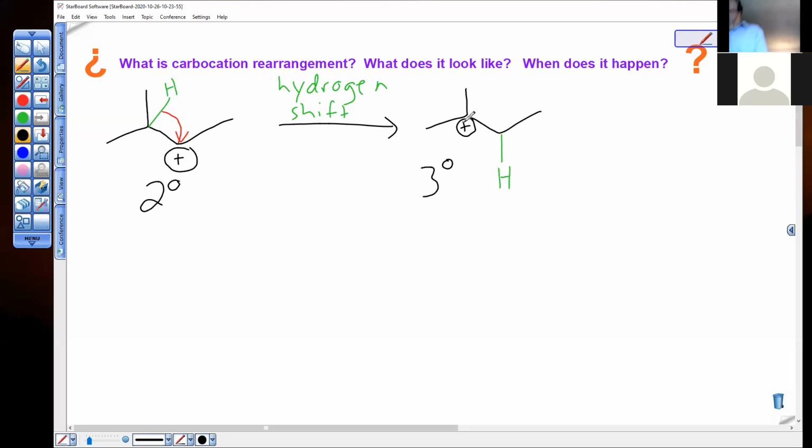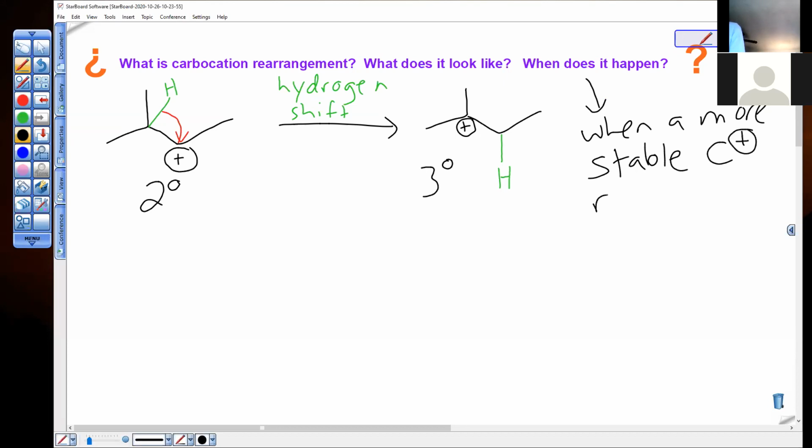When does it happen? And the answer to that is quite simple. When a more substituted, let's be more general than that, more stable. One way to be more stable is to be more substituted. When a more stable C plus results, you can move a hydrogen from an adjacent position, or you can move a carbon from an adjacent position.